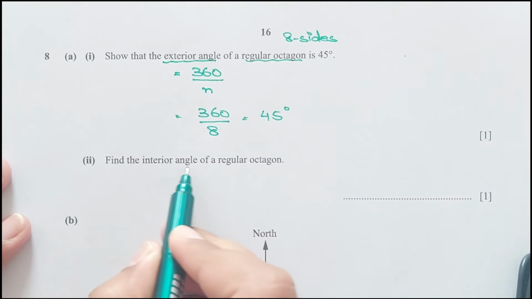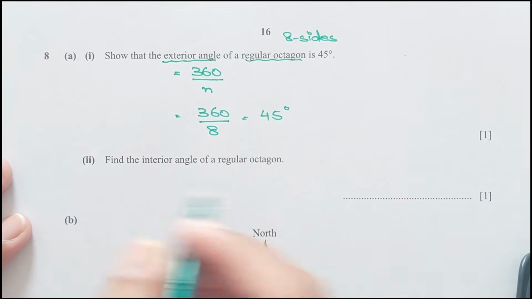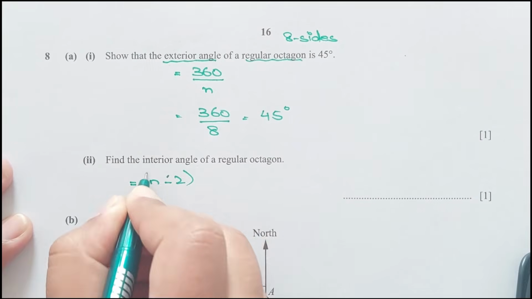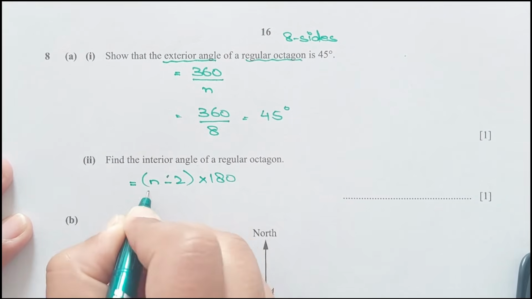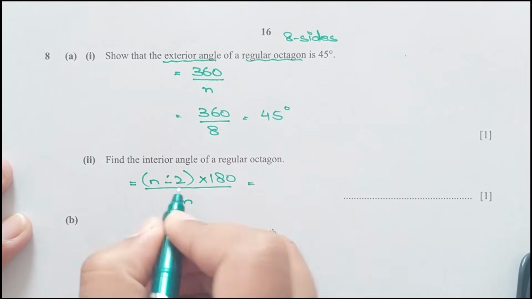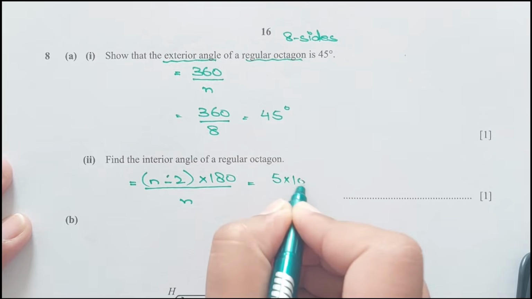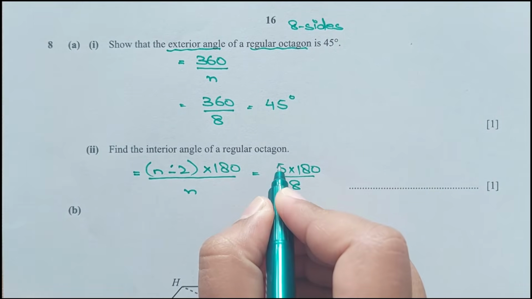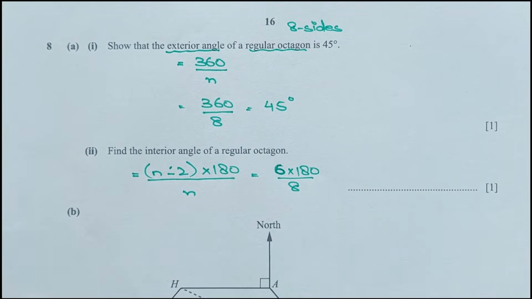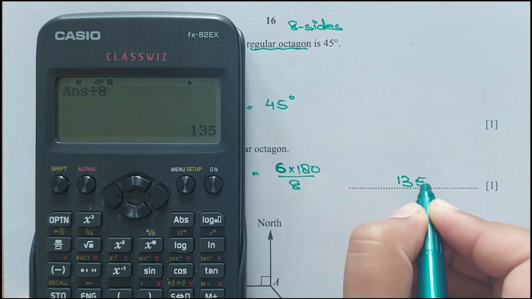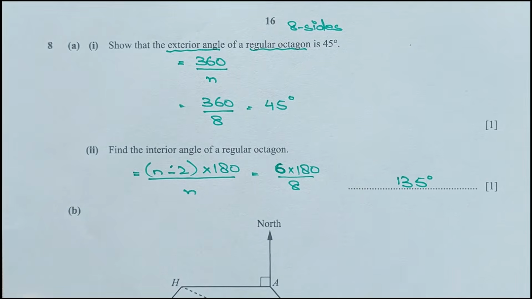Now for the second part, find the interior angle of a regular octagon. The measure of each interior angle of a regular octagon has a formula: n minus 2 times 180 divided by n. As we know, n is equal to 8 for an octagon. So 8 minus 2 is, sorry, 8 minus 2 is 6. Yes. 6 times 180 divided by 8 is 135. So each interior angle of a regular octagon is 135 degrees.